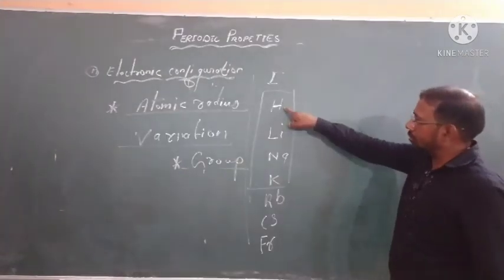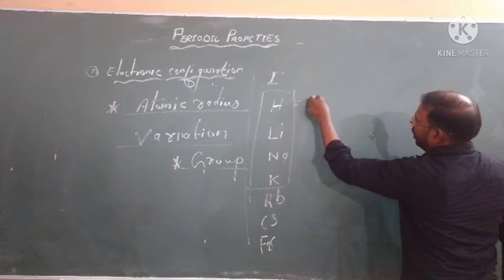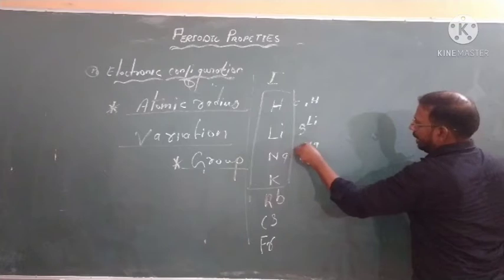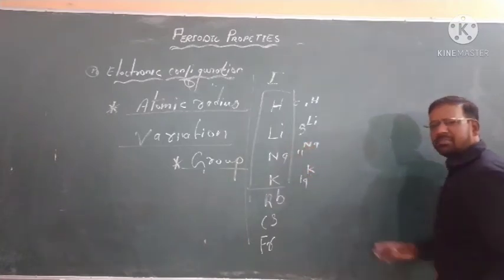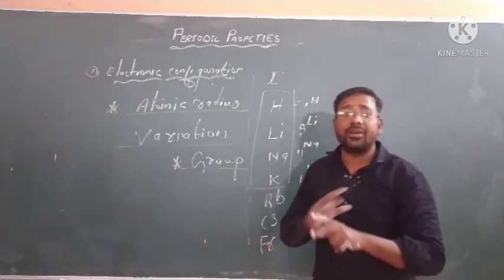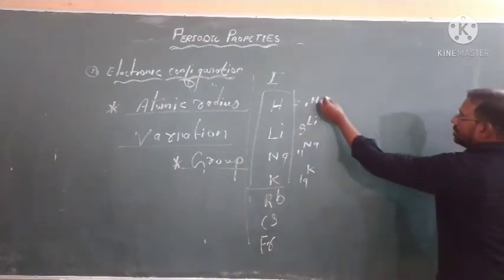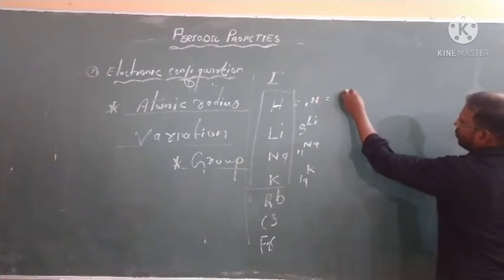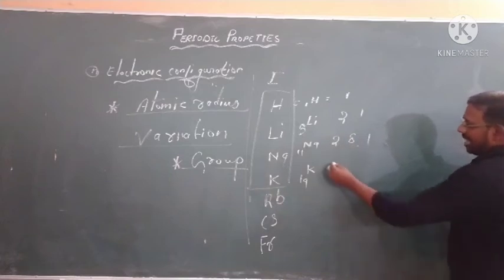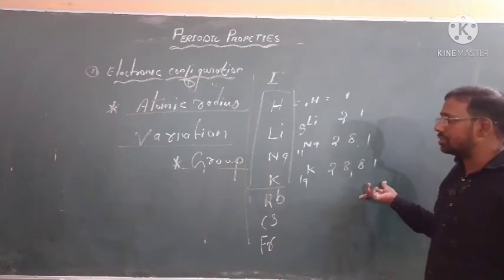Now the first group: hydrogen, lithium, sodium, potassium. What are the atomic numbers? Hydrogen is 1, lithium 3, sodium 11, potassium 19. Simple. I have also given you a magic number for finding the atomic number of every element in the periodic table. So it is very clear, and just write the configurations: 1, 2 1, 2 8 1, and 2 8 8 1. This is the way to write the electronic configuration.